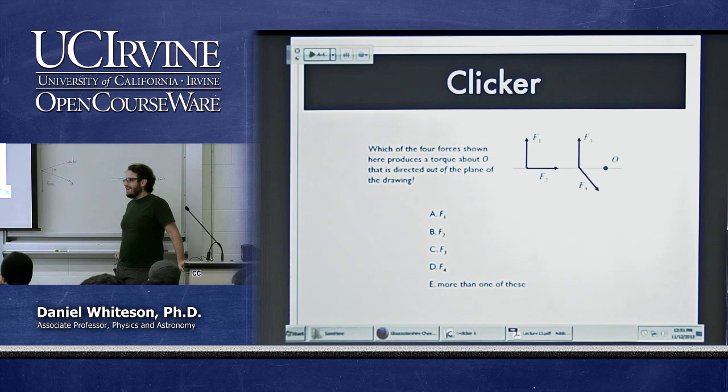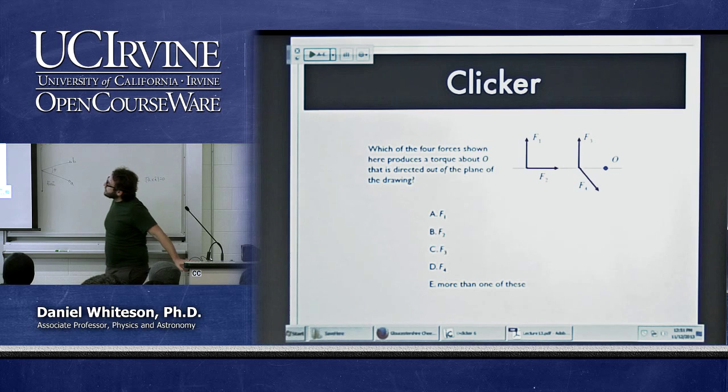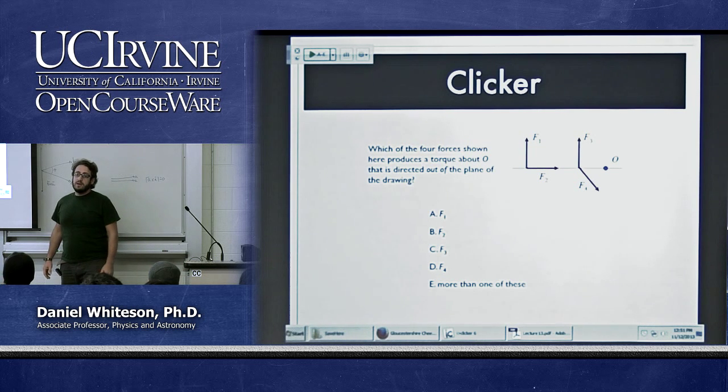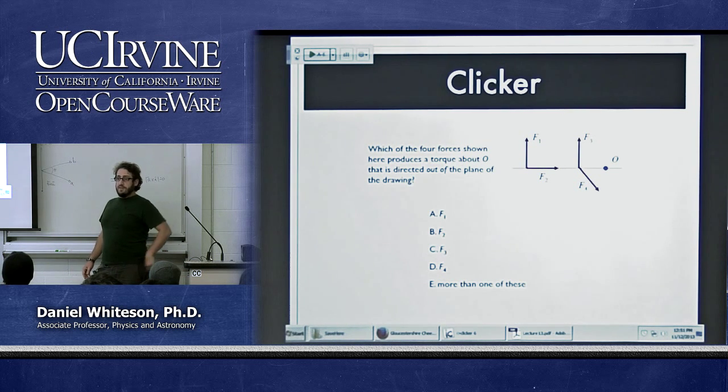All right. Well, let's think about it. Two of these point in the same direction, right? F1 and F3. And they have the same lever arm direction. So their torque is going to be pointed in the same direction. F2 is zero length torque. And F4 is going to point in the opposite direction from F1 and F3, right? So either the answer is F4 by itself, because it's the only one with unique direction, or the answer is E, more than one of these, right? So it has to be either D or E.